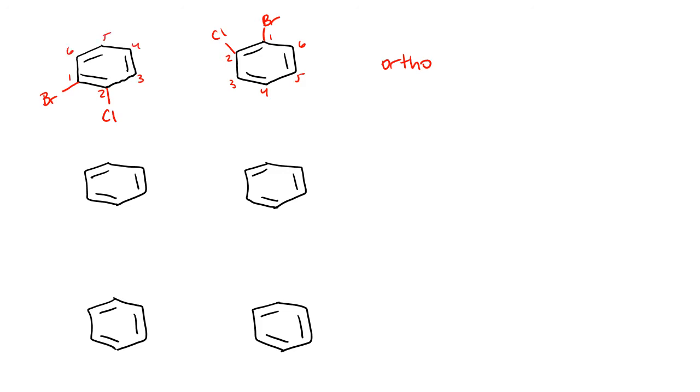Okay, same thing for the meta position. As long as they are 1 carbon away, they will be meta to one another. So these can all represent meta-substituted benzene rings. And for para, as long as they are on opposite sides, they will be para to one another.